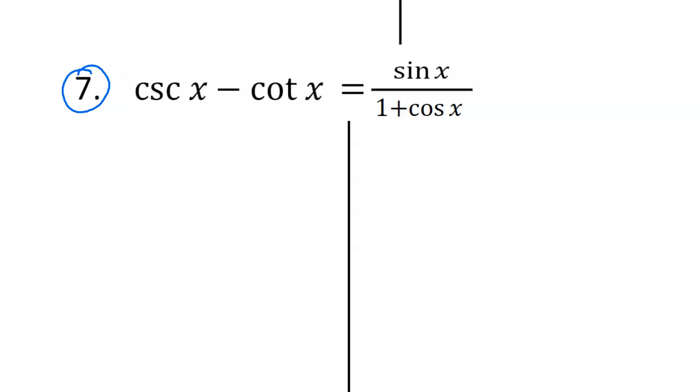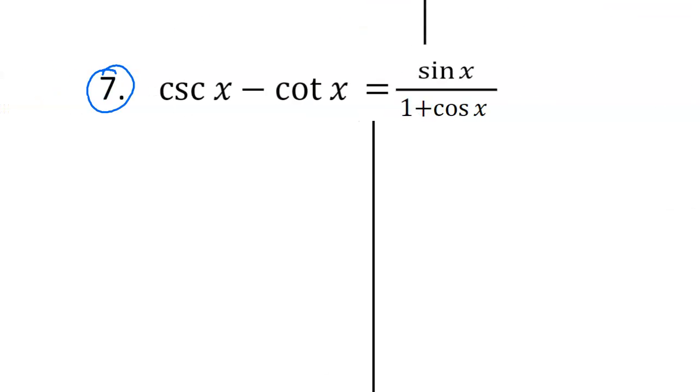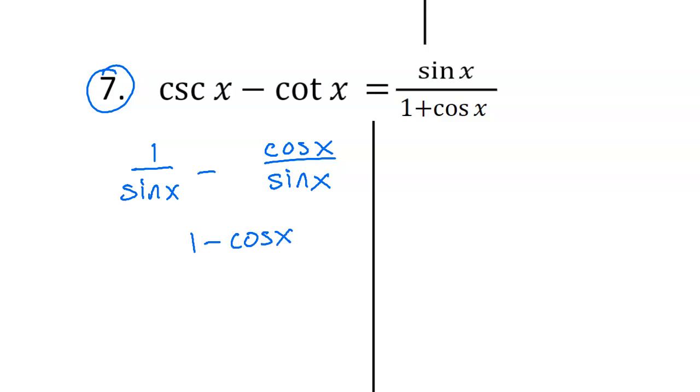We know that a solid first move to make is to rewrite everything in terms of sine and cosine. So that's what I'm going to do here. I'm going to change cosecant of x to be 1 over sine of x minus cosine of x over sine of x. And this is wonderful because look, I already have a common denominator. This simplifies right down to cosine of x, 1 minus cosine of x over sine of x.